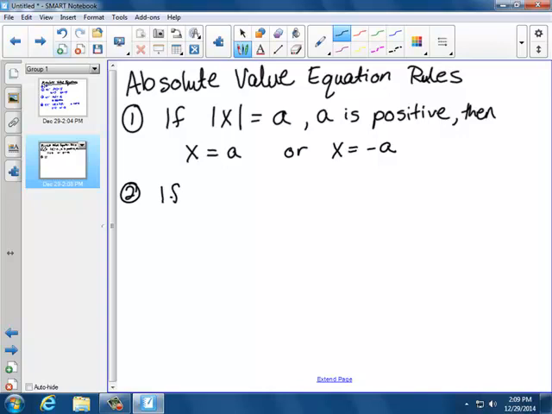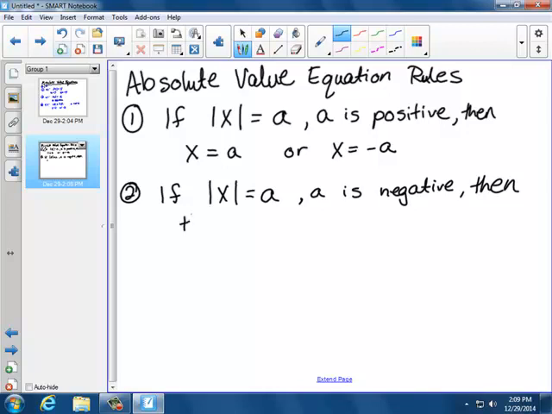For situation 2, generally speaking, if the absolute value of X equals a, and a is negative, then there is no solution. There's no solution. I can't remember if I did it before, but you could use that no solution symbol.